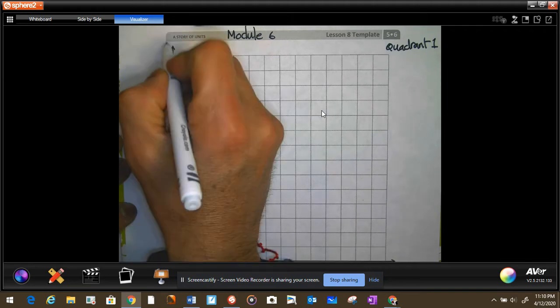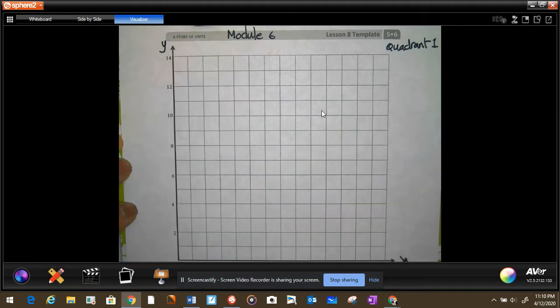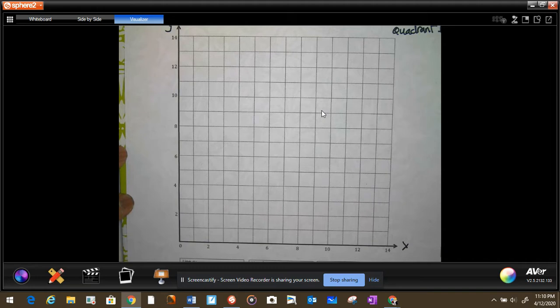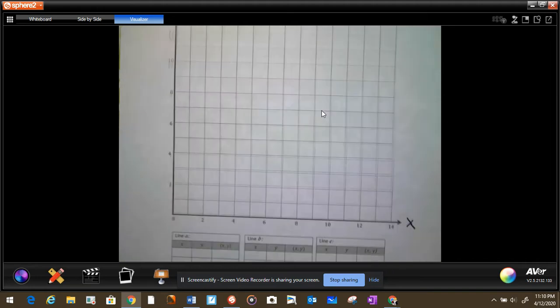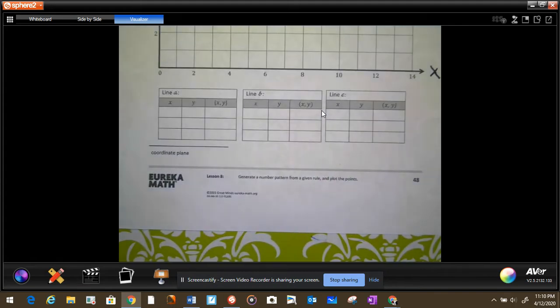And we're going to label this. This is the y-axis and this is the x-axis. Remember to always label that first, x-axis. Our second thing we're going to do here is create points on a number line following a rule. So we're going to follow a rule to create points on that particular number line.